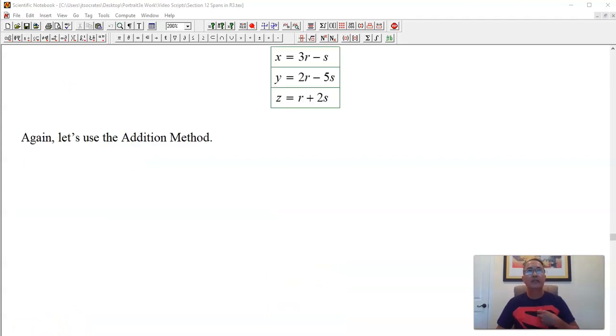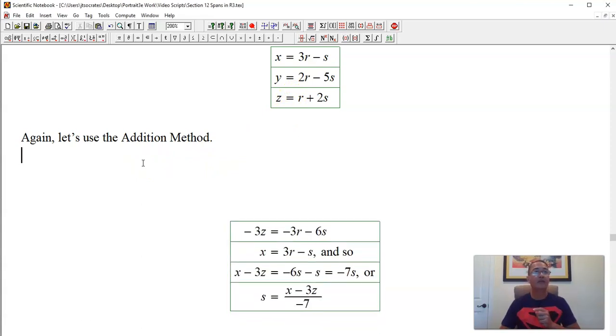So again, to do that, let's use the addition method, just like we did in the last video. So there is already an isolated r in the third equation, so we can use that to eliminate 3r from the first equation and 2r from the second equation. So we're going to do two things. We're going to multiply the third equation by -3 on both sides and add to the first equation so that we can get rid of r in those two equations. So here we have it.